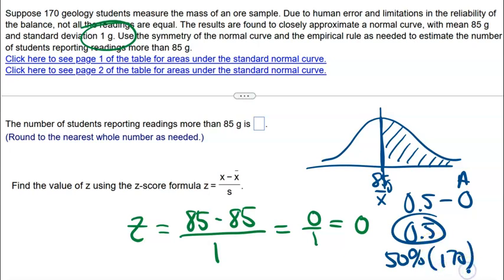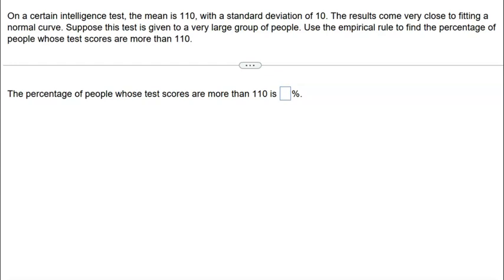Okay, so that's how you would do it if we didn't use logic to do it. So I did it both ways. Don't worry if the second version didn't make sense. We've got more problems where we're going to have to take real values, convert them to z-scores, and look them up on the table. So don't stress. Okay, let's see what we can do with this problem.